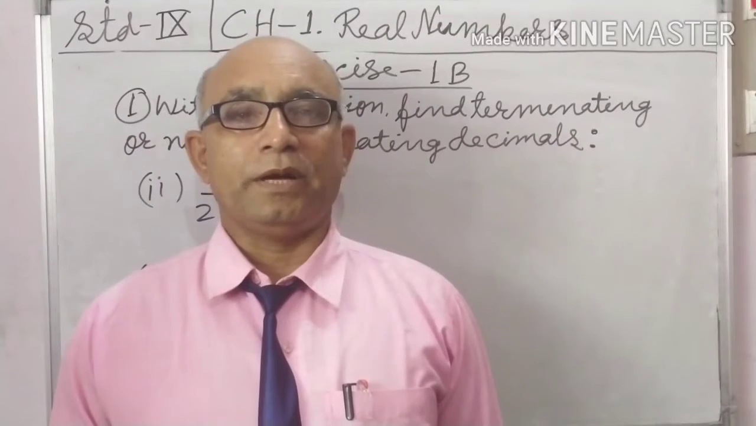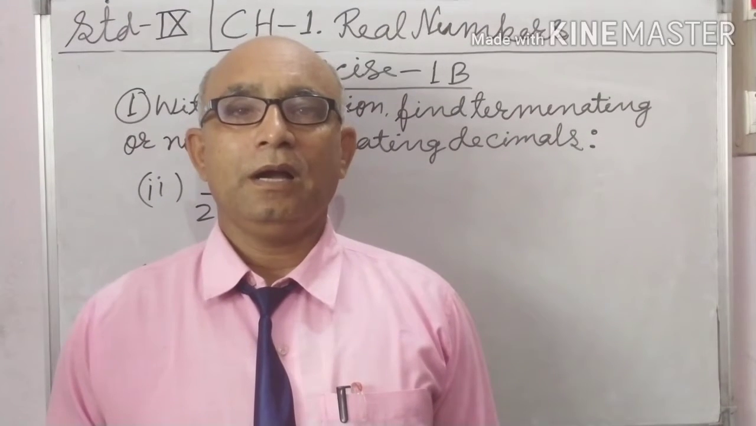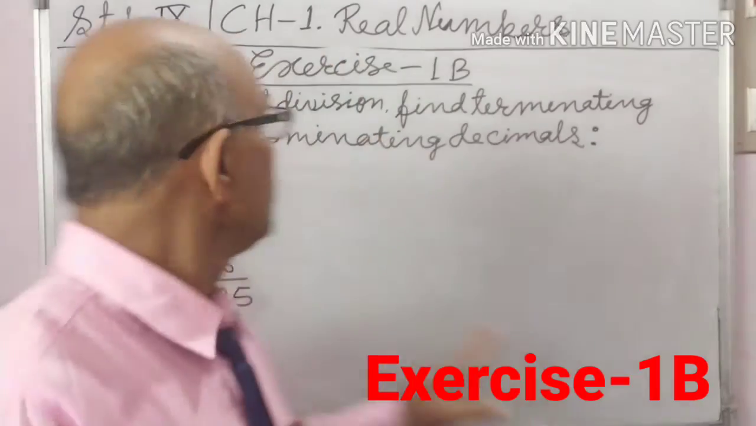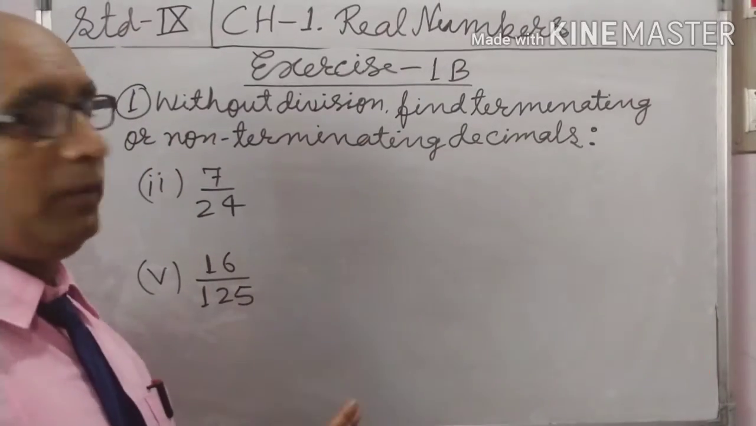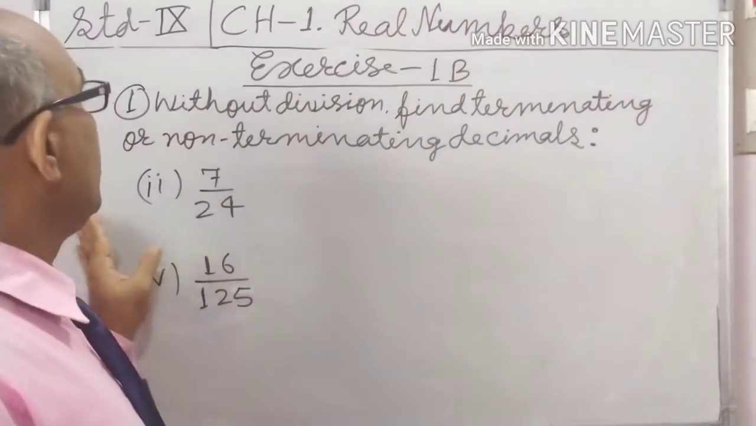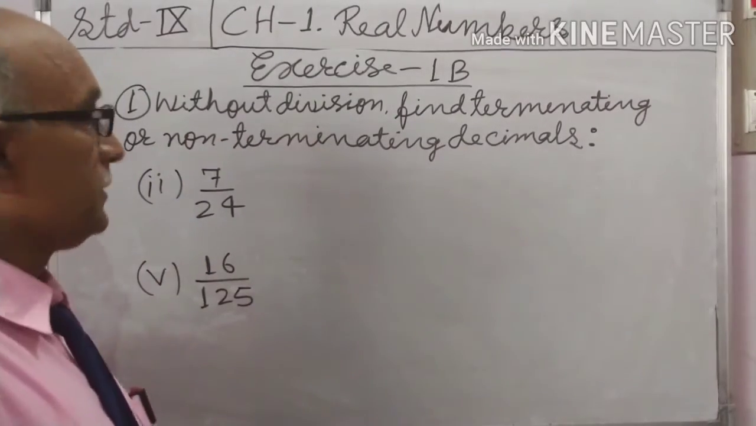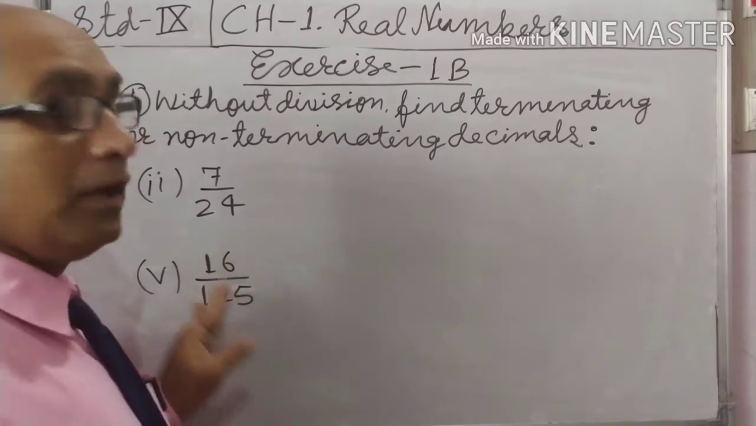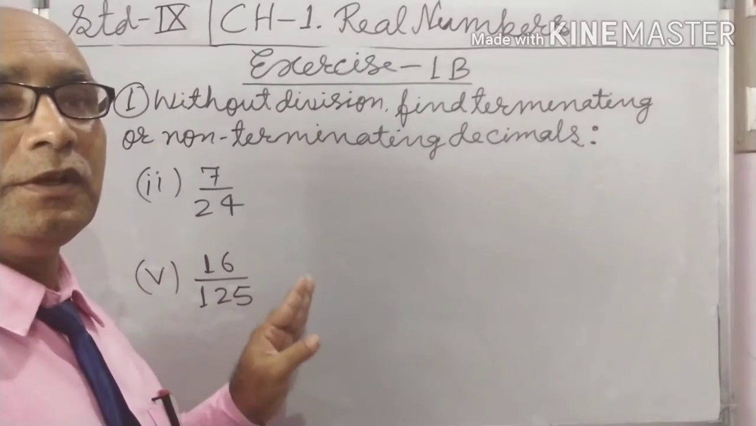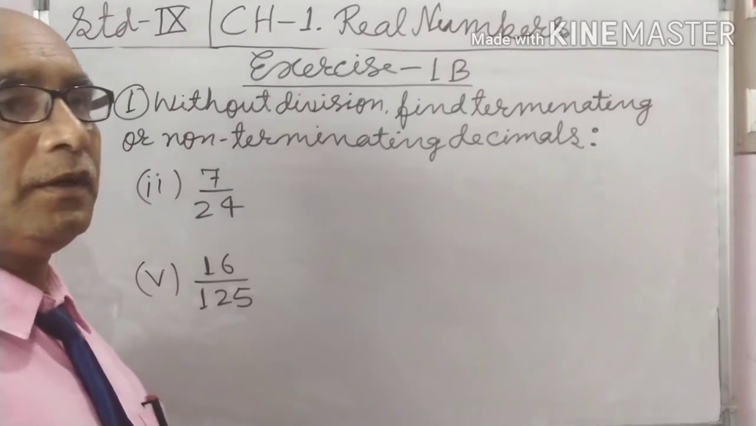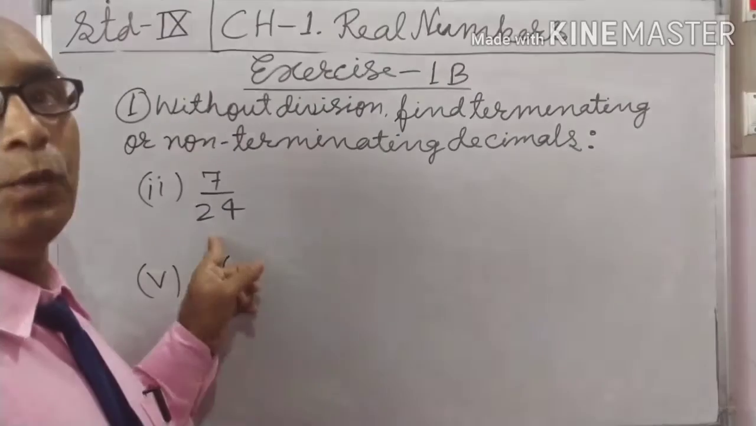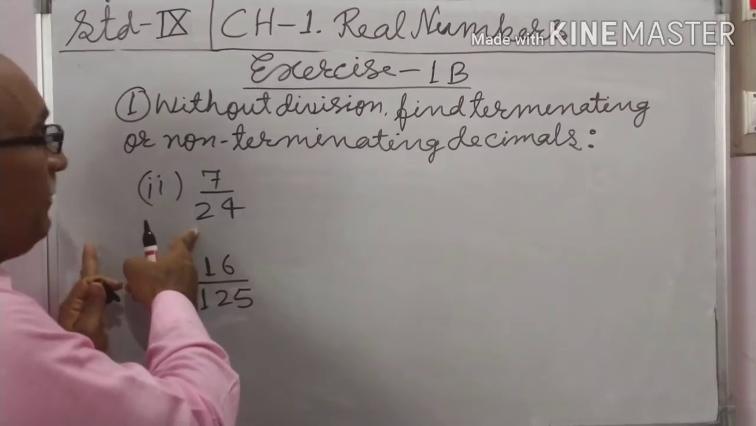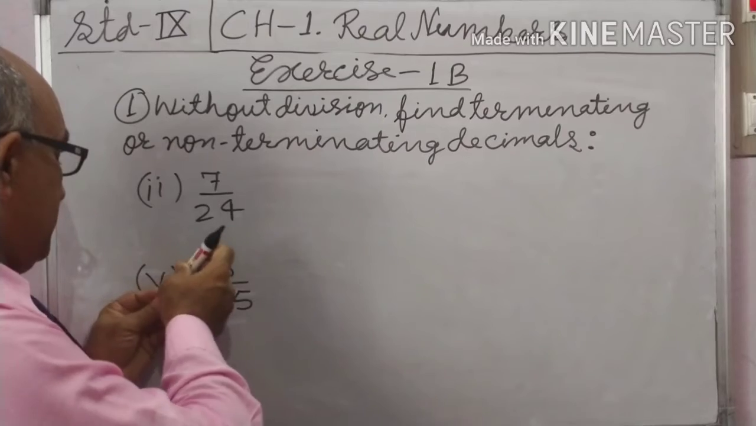Students, now I shall solve exercise 1B. Question number 1. Without actual division, find whether the decimals are terminating or non-terminating. We know that a rational number p by q is terminating if the prime factors of q are only 2 and 5. So find the prime factors of the denominators.